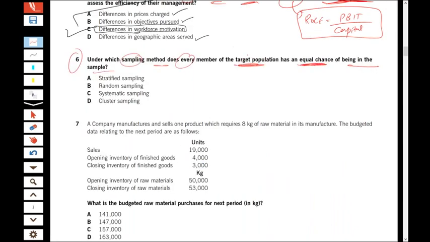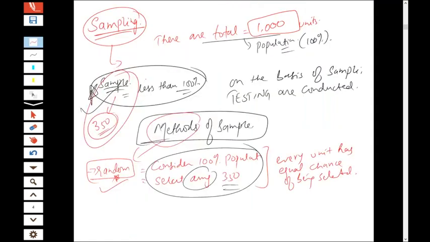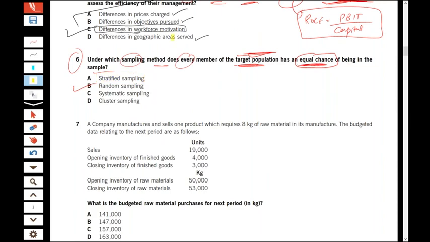Now see here, in a target population every member has an equal chance of being selected. This is random sampling. And what is stratified sampling? I am explaining it verbally. Stratified sampling means that you are taking categories. For example, you are taking the sale transactions and splitting them into two: cash sales and credit sales. So that is the categories of stratified sampling.